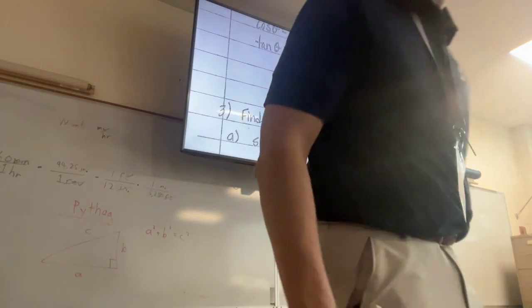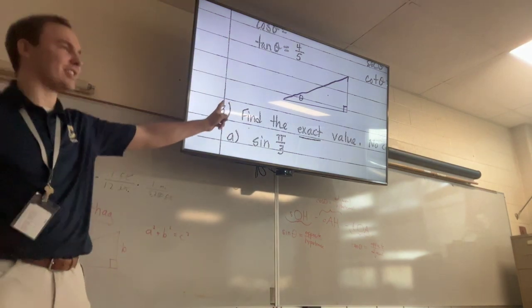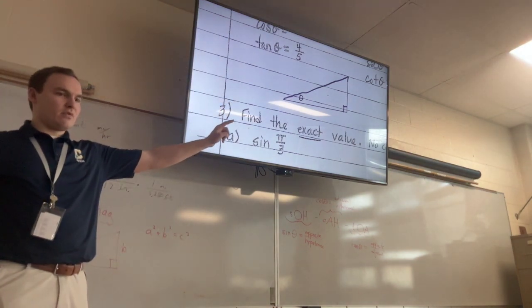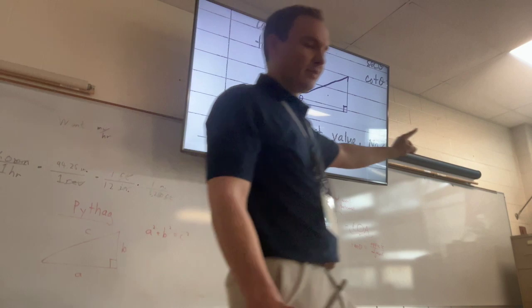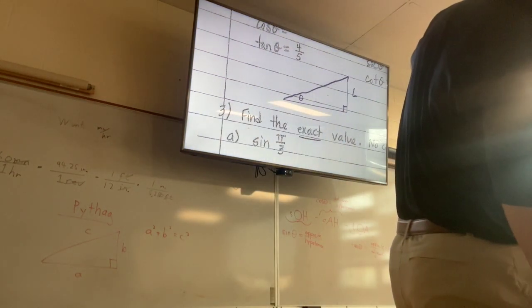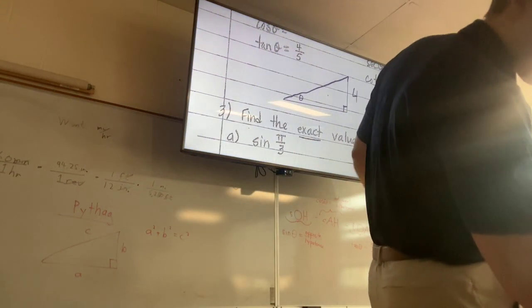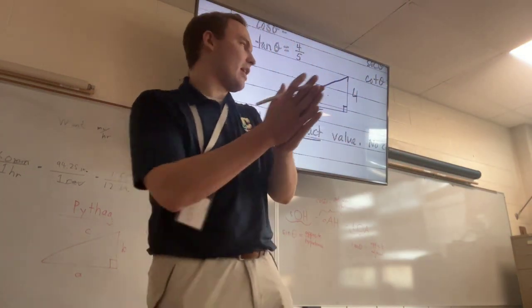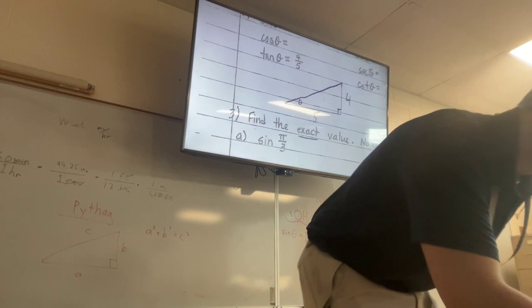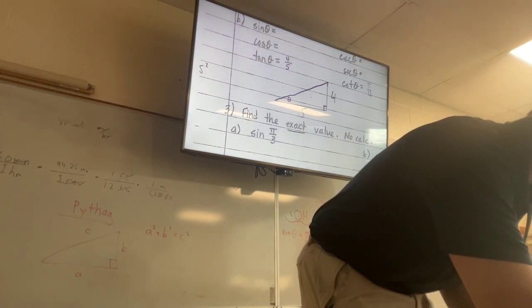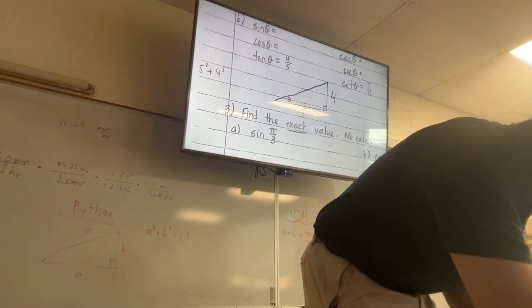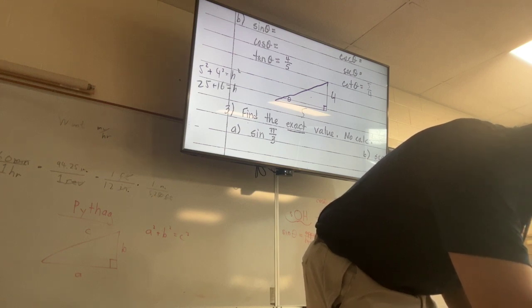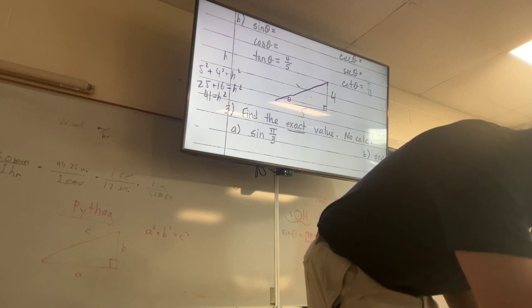Okay? What two sides can I fill in then knowing tangent? The opposite, yep. So the opposite side of theta is 4. The side right next to theta is 5. Okay. What's my hypotenuse then? How can I find that? P-thag, yeah. So it's going to be 5 squared plus 4 squared equals my hypotenuse squared. 25 plus 16 equals h squared. 41 equals h squared, so h is going to be the square root of 41.